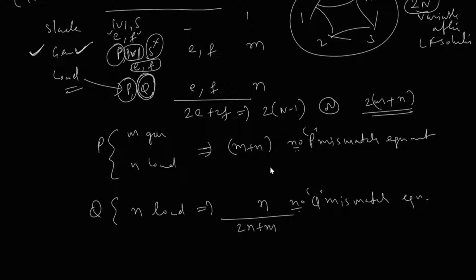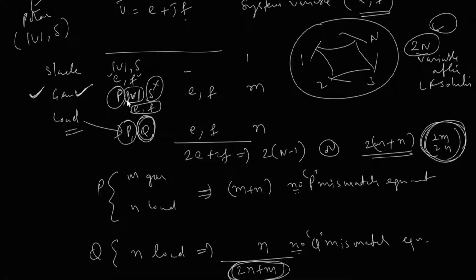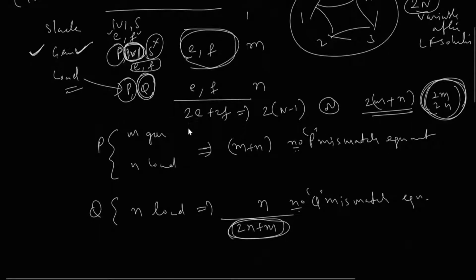Okay, but still if you see, if I add up here, I have only 2n plus m equations, but the unknown variables are 2m and 2n, so m is missing here. So the number of equations altogether is less than the number of unknown variables. So what should I do? Can I use the specified quantity V, the V magnitude specified, in terms of E and F? Yes.